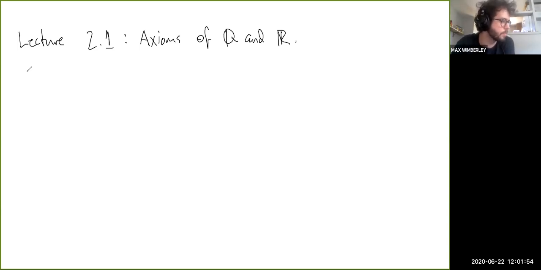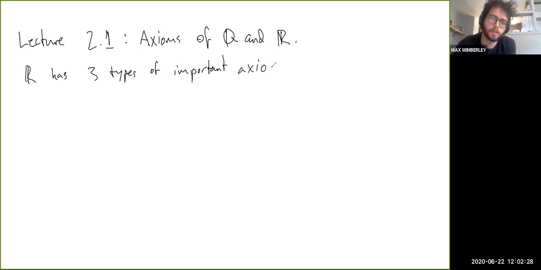So let's start with what are called the field axioms. Actually, before I do this, hold on. I kind of want to break this down a little bit, okay? Actually, so R has three types of important axioms, okay? There's the field axioms. These govern addition and multiplication of real numbers, okay? There's the ordering axioms.